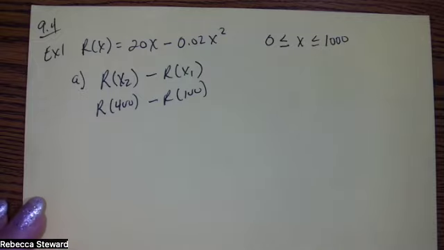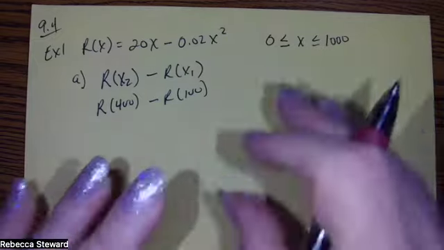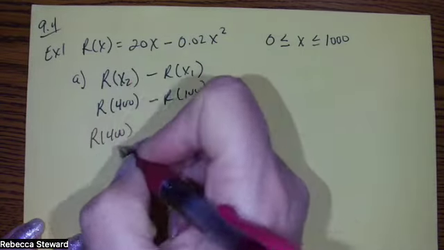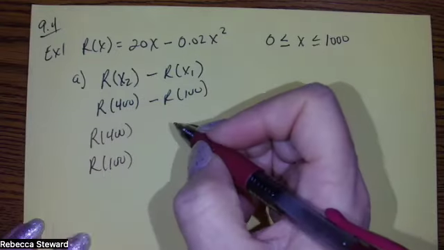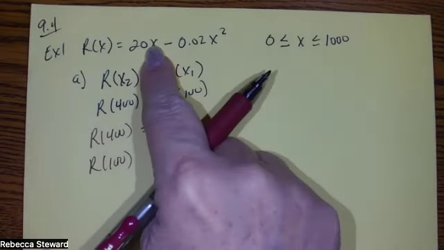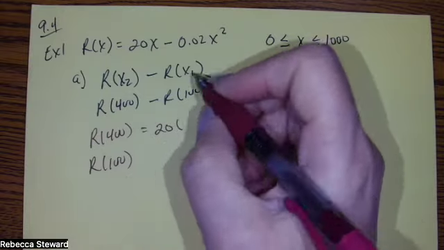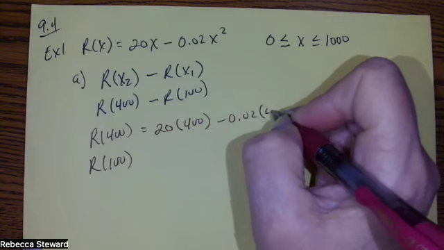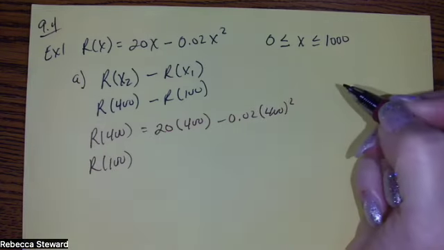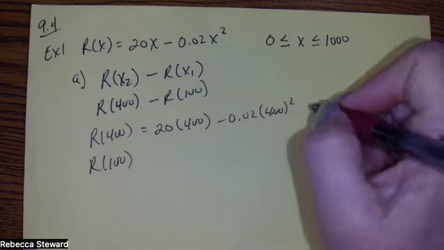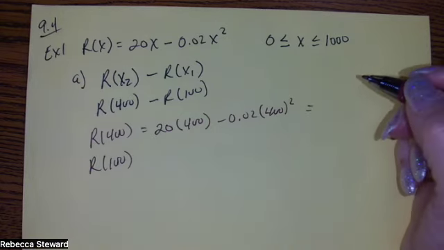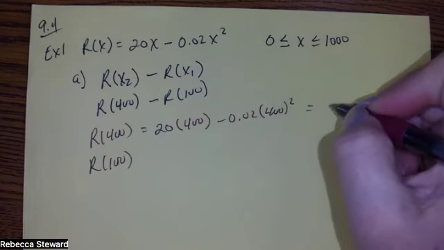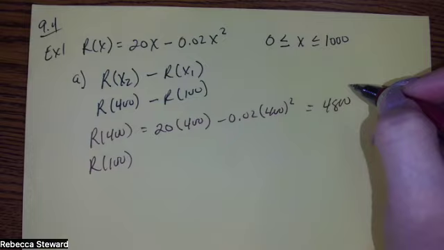Now, what I like to do is work that separately and then bring it back in. So we're going to find r at 400, and we're also going to find r at 100, using our function. So we have 20 times 400 minus 0.02 times 400 squared. I'm just going to put that in the calculator. We could do it by hand, but that decimal makes it a little harder. So we're going to get 4,800.